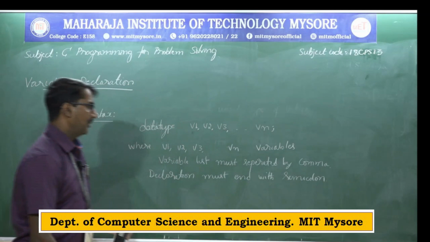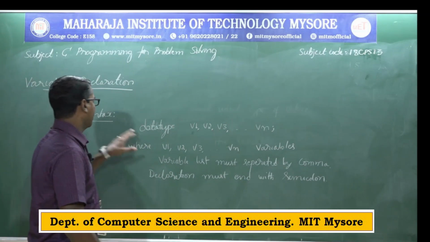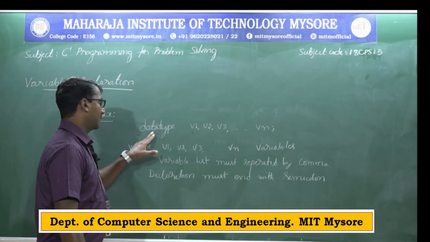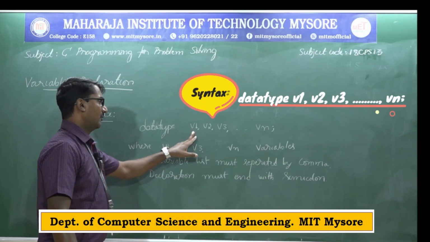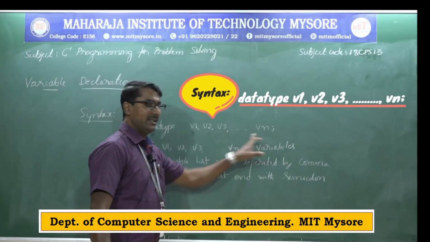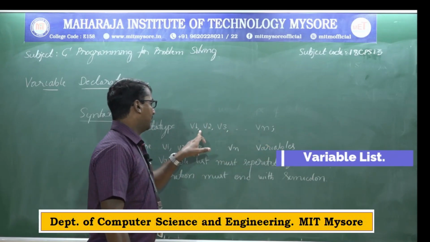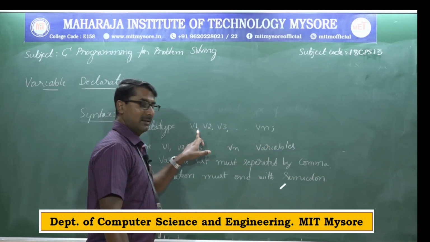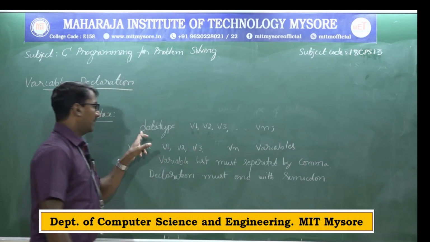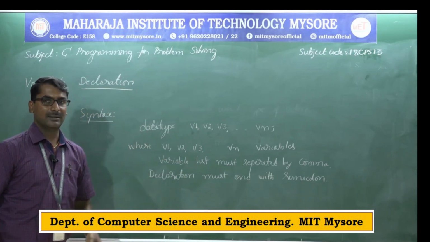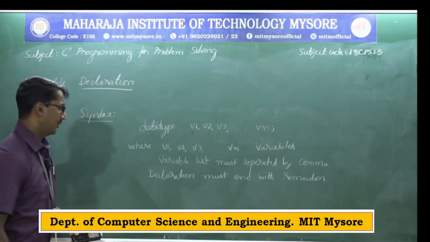End with semicolon. So the syntax of the variable declaration is data type, V1, V2, V3, Vn. V1, V2, Vn is the variable list. Variables are separated by comma. So here we select the data type based on the type of value we are storing.